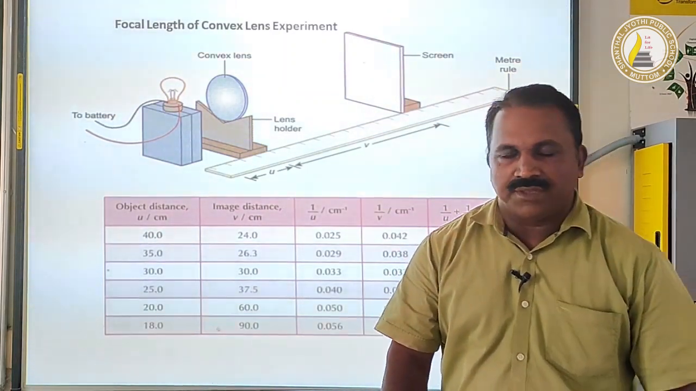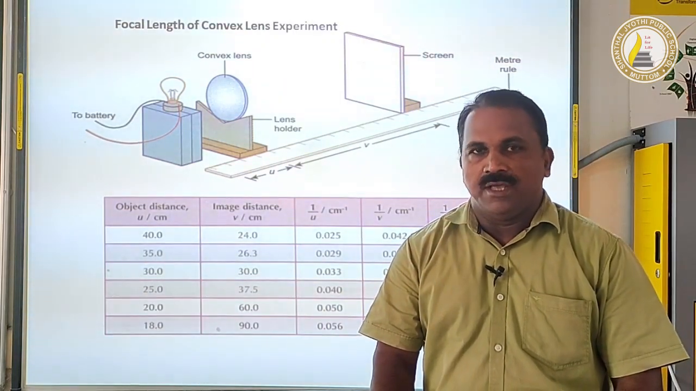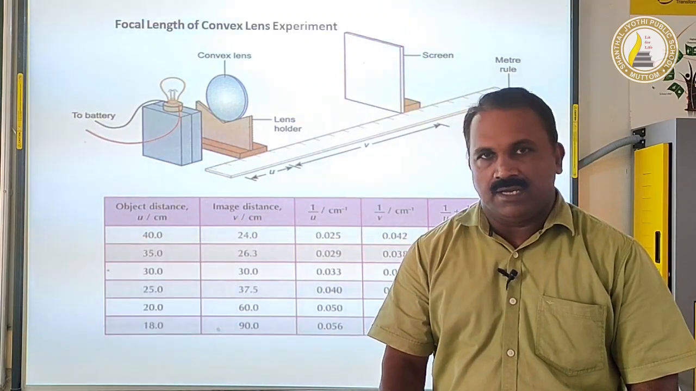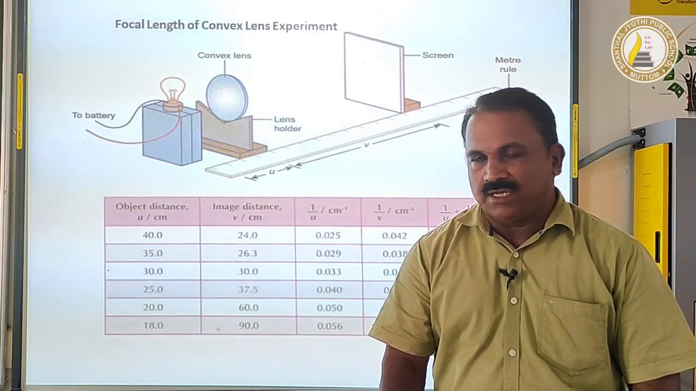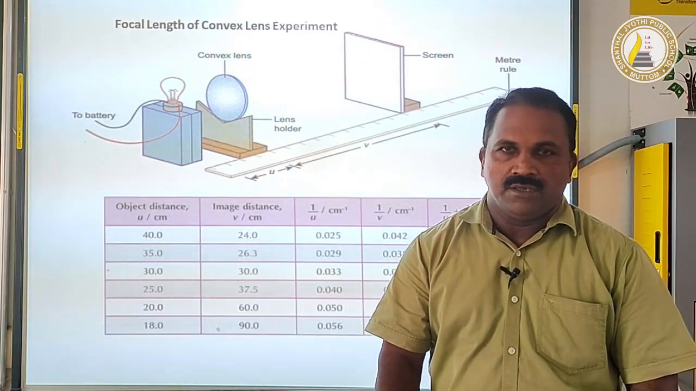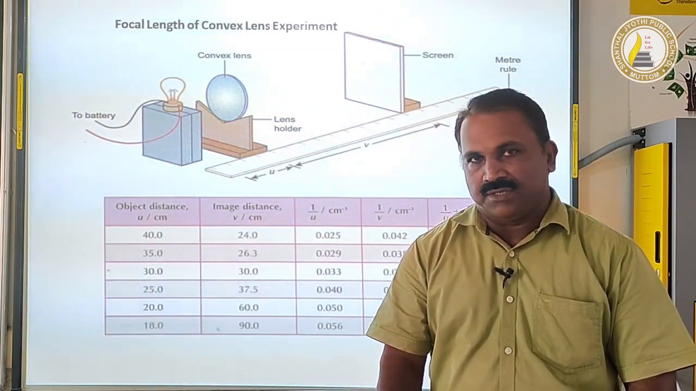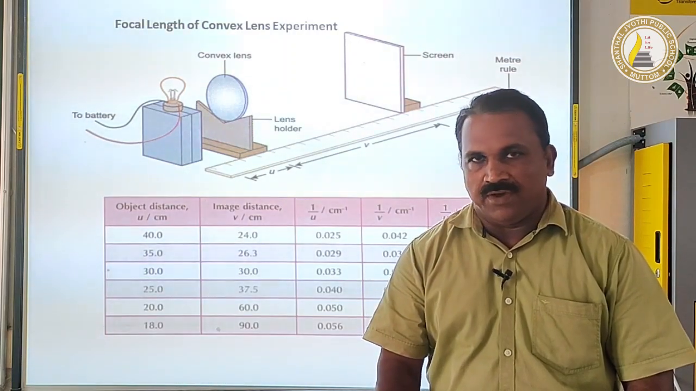In a convex lens we will get different sizes of image, depending upon the distance between object and lens. When the distance between object and the lens changes, the size of the image sometimes will be small, sometimes it will be big. So the position and size of the image we can find out.